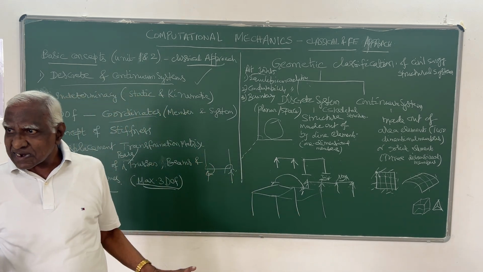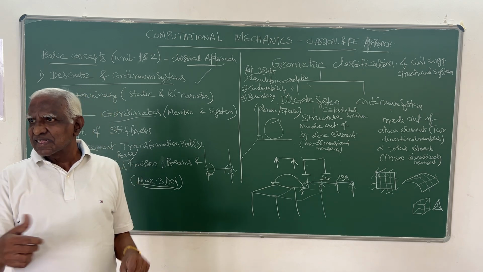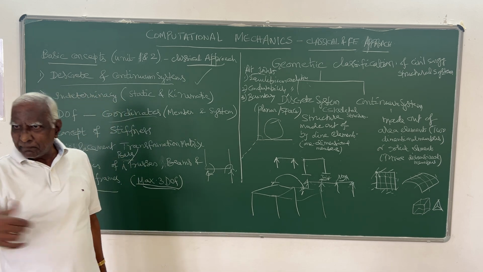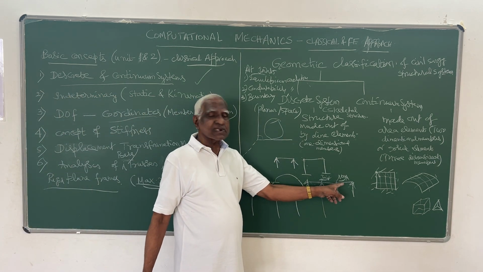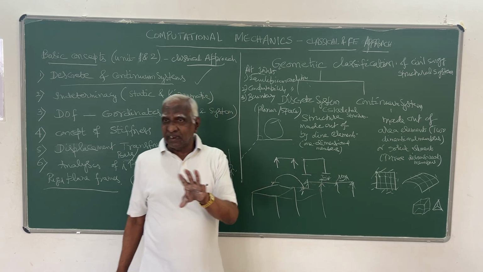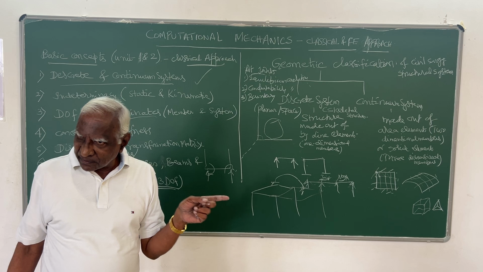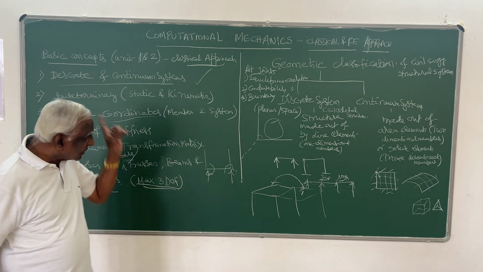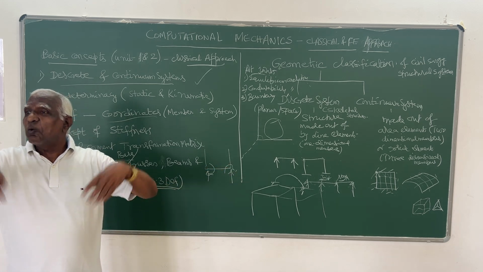So in the planar structures, it is only 3. Otherwise, it will be 6. Sigma Fx 0, Fy 0, Fz 0, Mx 0, My 0, Mz 0. If it is a planar structural joint, only 3 should be 0. That is sigma Fx 0, Fy 0, Mz 0. So that we call it the degrees of freedom. That is freedom for movement.